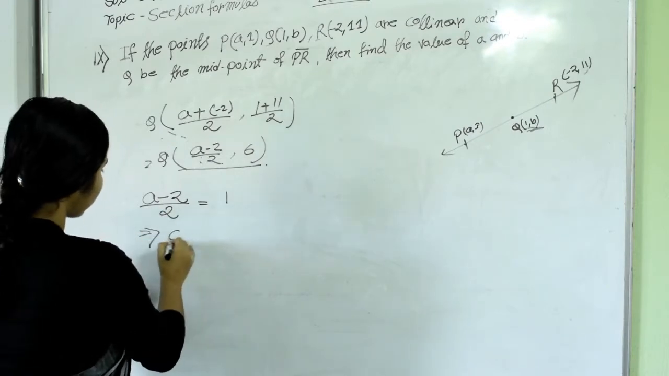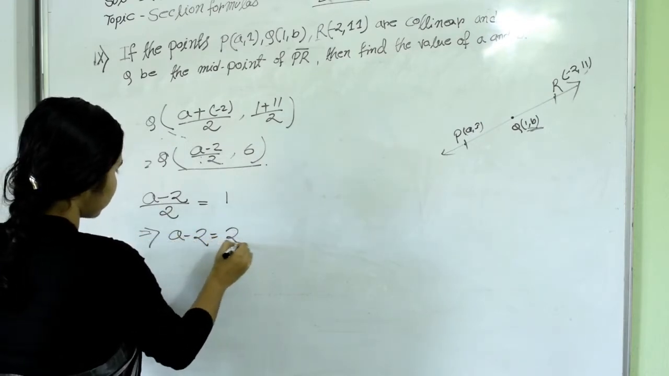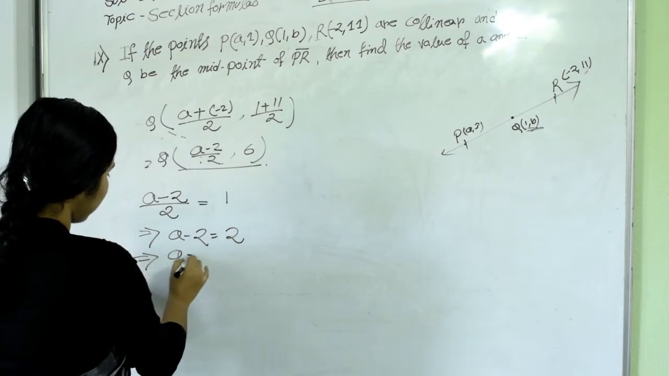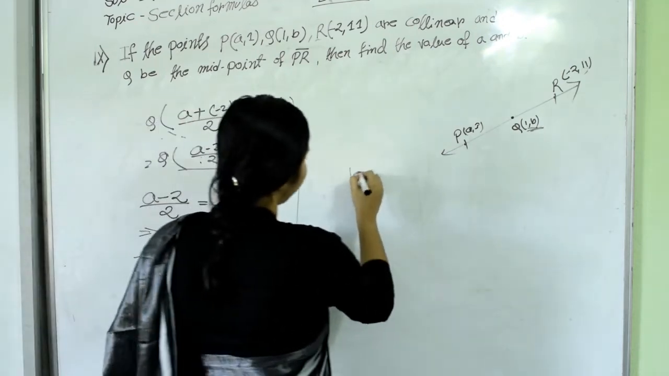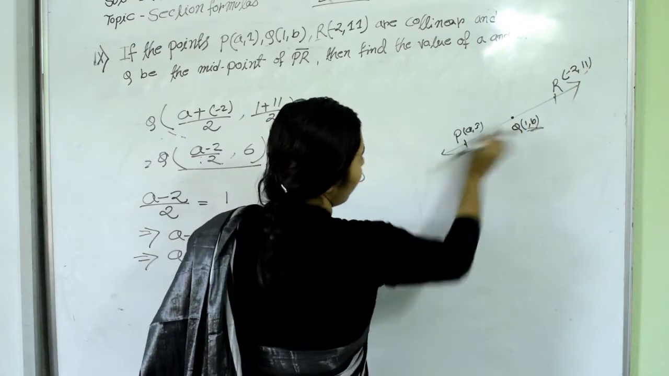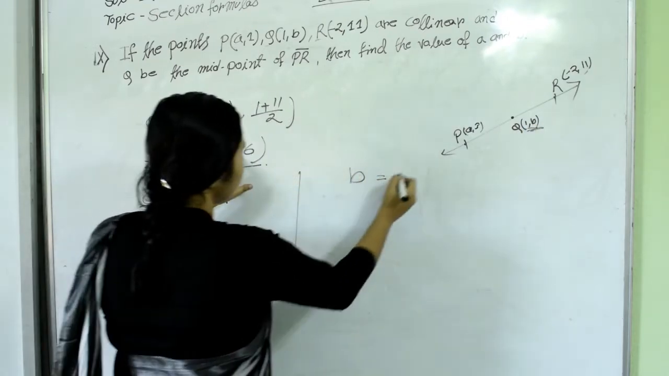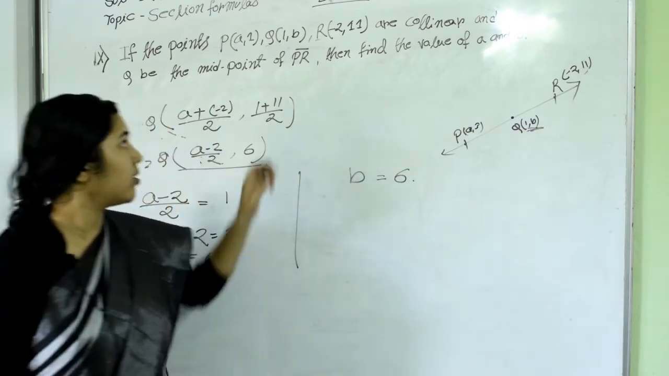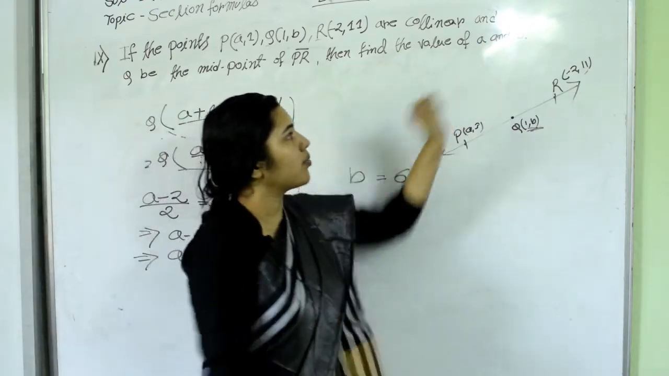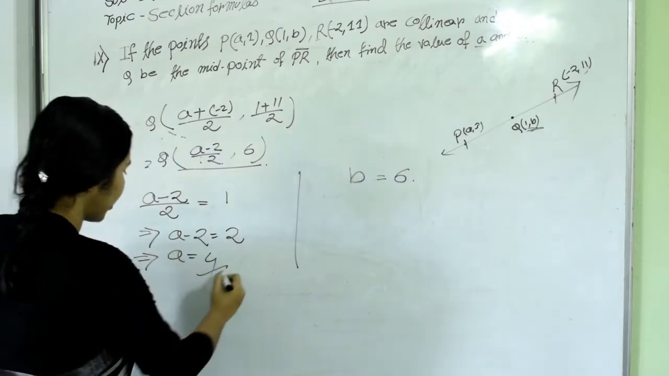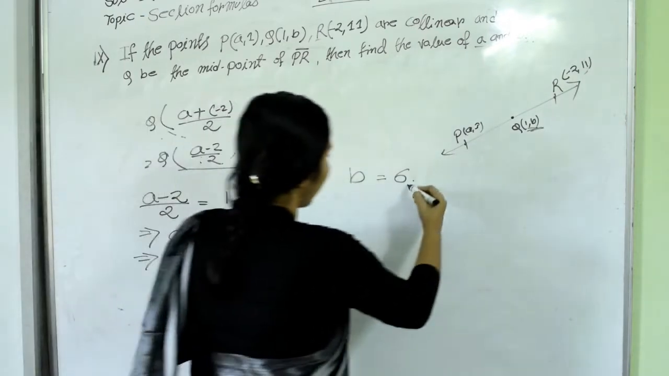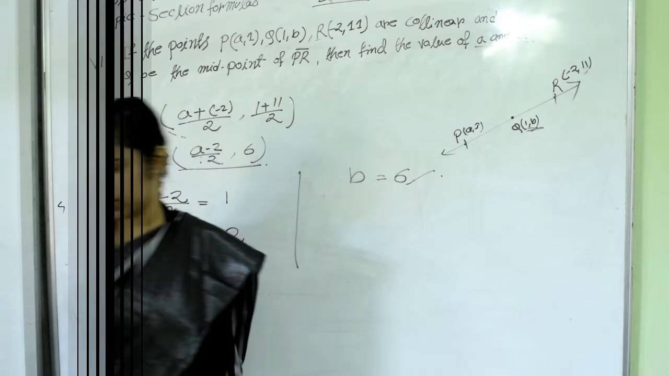Now again cross multiply, a minus 2 equals 2, which implies a equals 4, and the value of ordinate b is equal to 6. So here we have to find the value of a and b, right? So here our value of a is 4 and the value of b is 6.